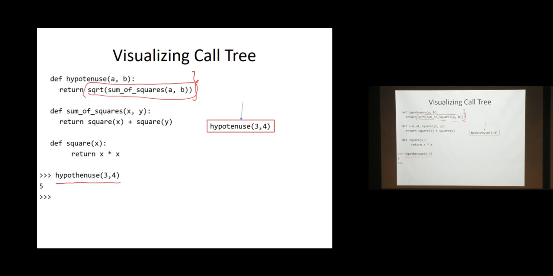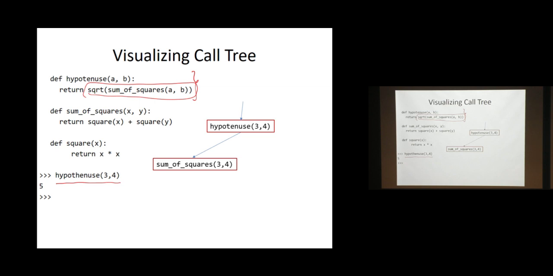To perform this thing, what is the first thing it has to do? Is it square, or square root, or sum of square? Which one should you do first? Sum of square, because that's the argument to the function square root. The result of sum of square is the argument to the square root. So I should compute the argument first. So the first thing I do is compute this. So this hypotenuse calls sum of square.